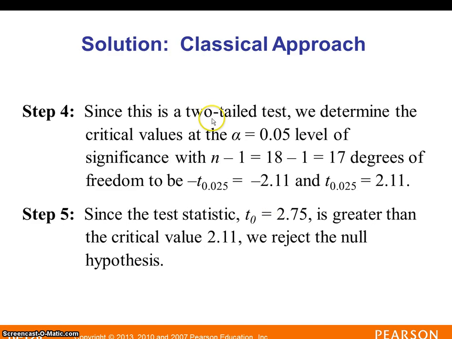So again, using the classical approach, the alpha level is 0.05. This is a two-tailed test, so you'd want to divide that by 2. So the two t-values would be this. The calculated t-statistic is this. And so this is greater than the critical value of 2.11. So our test statistic is in the critical region. It's further to the right than the right value of the test here. So we will reject the null hypothesis.